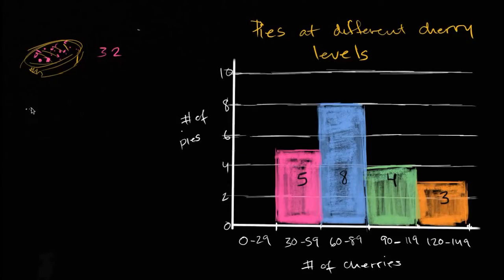You have at the store 5 plus 8 plus 4 plus 3, which is what? 5 plus 8 is 13, plus 4 is 17, plus 3 is 20.